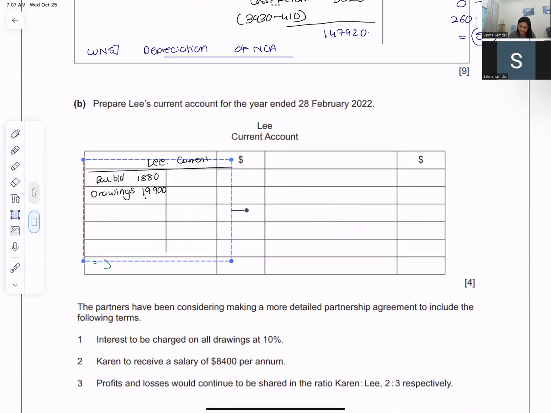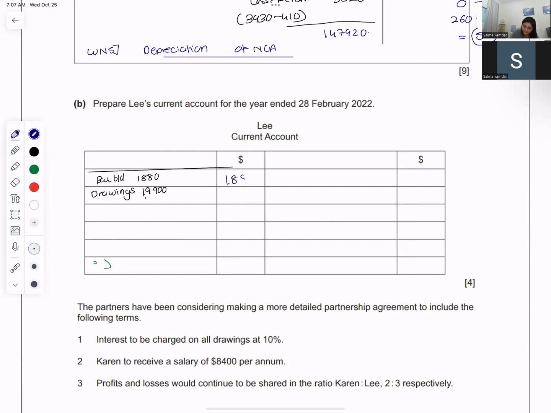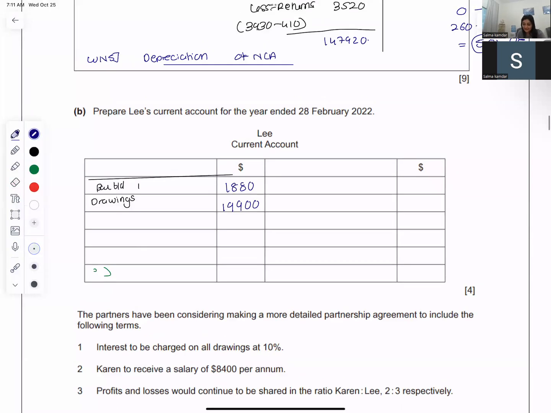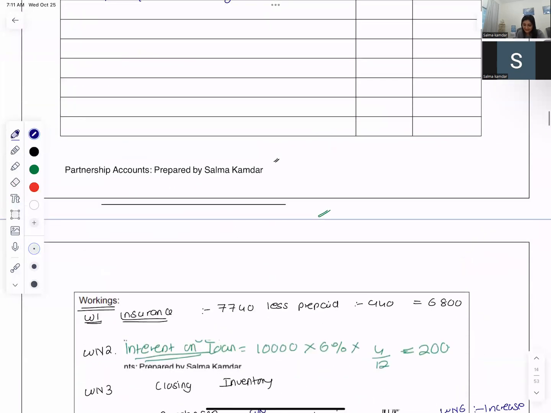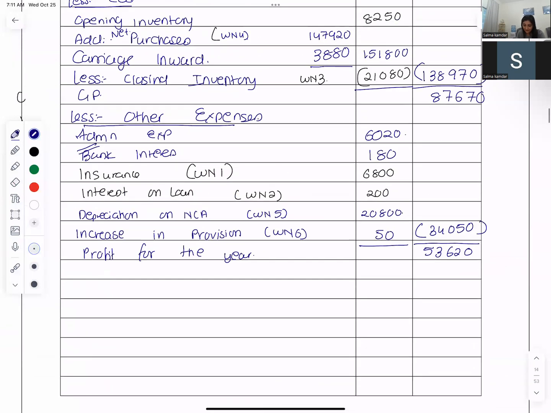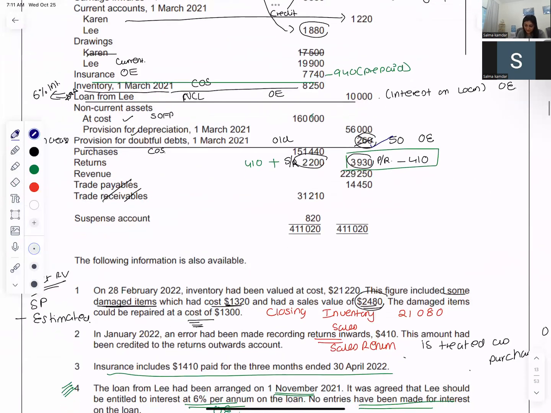So one was the balance brought down and one was drawings. The same thing I'm writing over here. It was 1,880 for balance brought down and 19,900 for drawings. Now you have to see your other information. So you have your balance brought down as 1,880 and I had drawings of 19,900. After that we will see what other information was there.